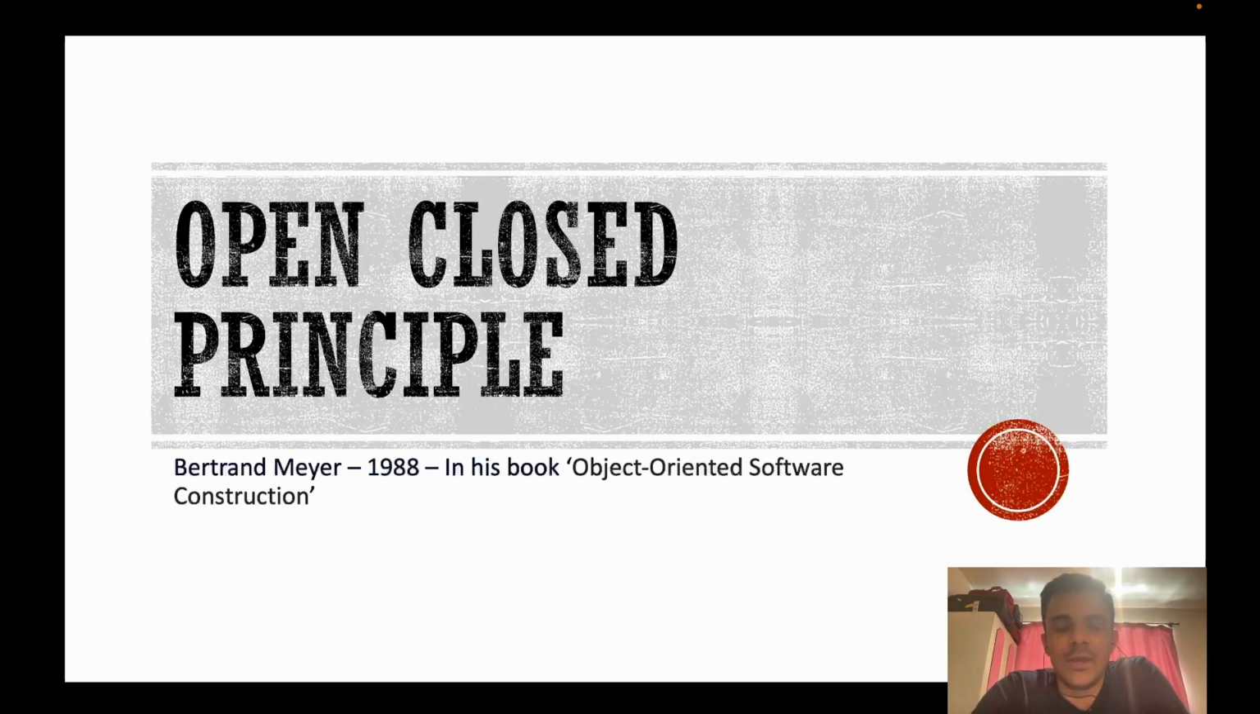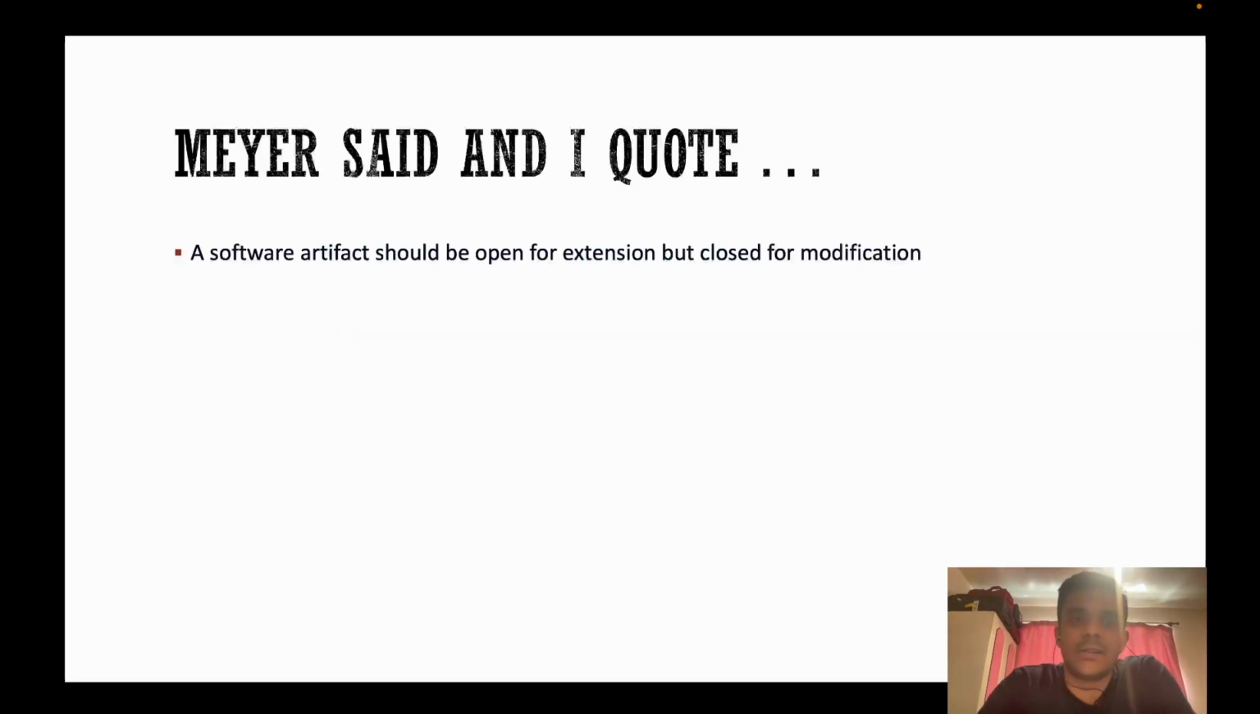example on the same. In this video, we are going to discuss the open-close principle, which was given by Mr. Bertrand Meyer in 1988 in his book called Object-Oriented Software Construction. In his book, he wrote just a one-liner that said a software artifact should be open for extension but closed for modification. Now, this one-liner is kind of self-explanatory, but it's always better to deal with a small and practical example. So let's begin.